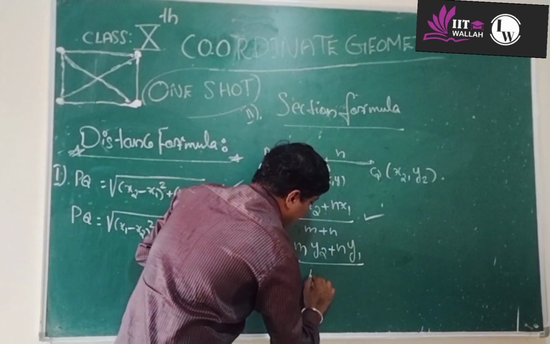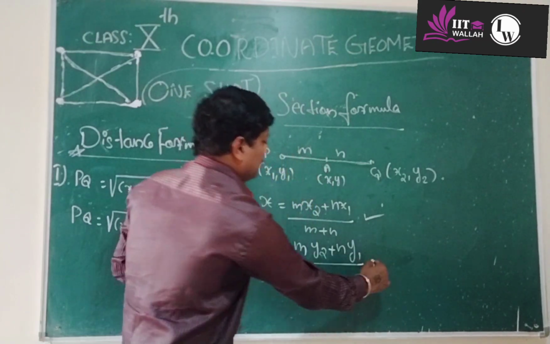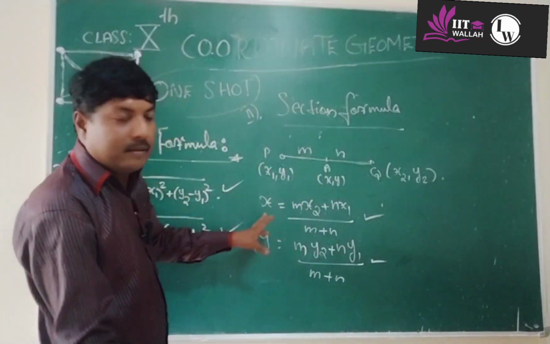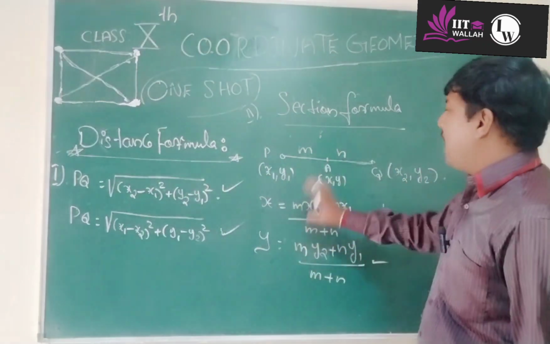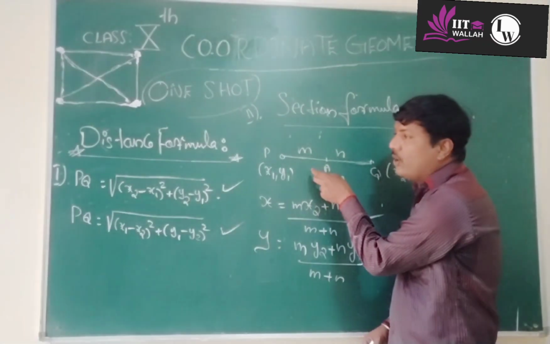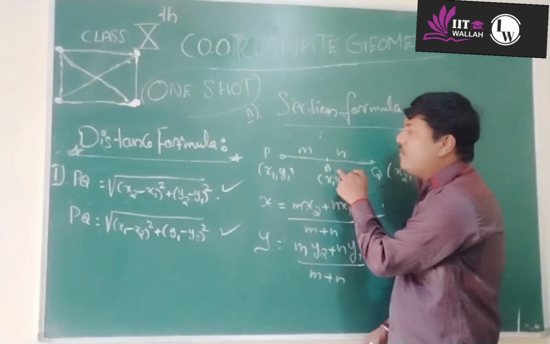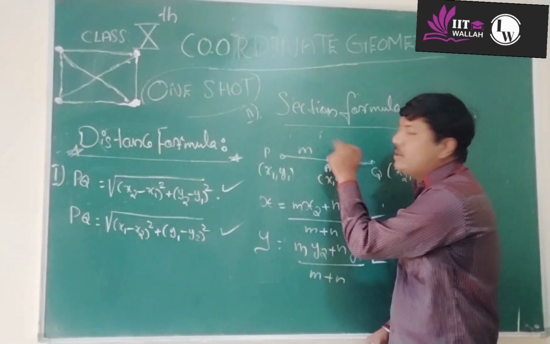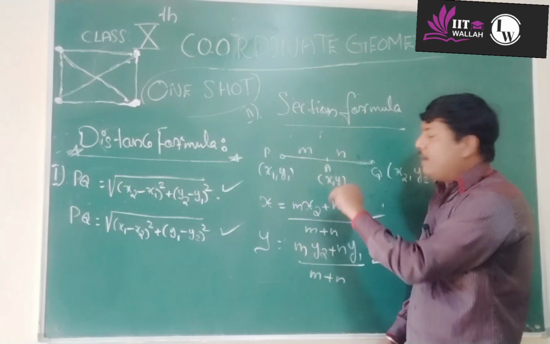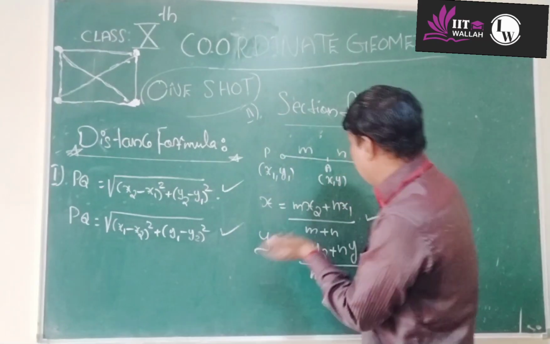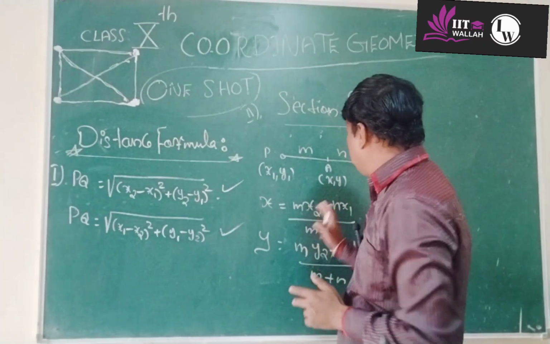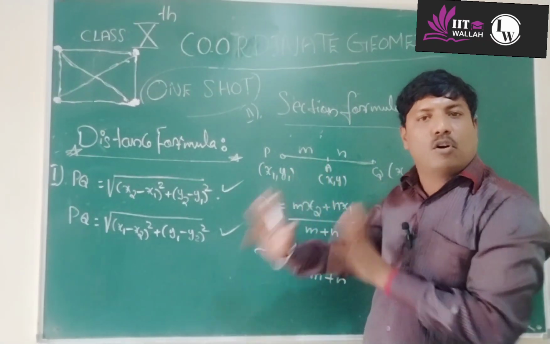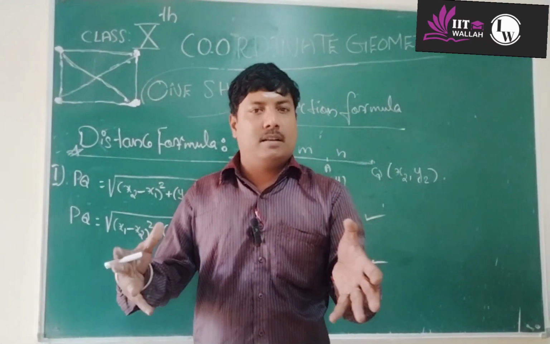my1 by m plus n. Both of these are this is x coordinate, this is y coordinate. Like this we can find the coordinate of any point which divides a given line in the ratio m:n internally. If the division is external division, then the plus will become minus. That's the only difference when the division is external.